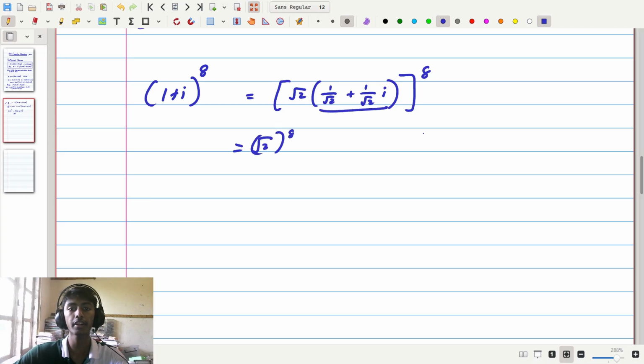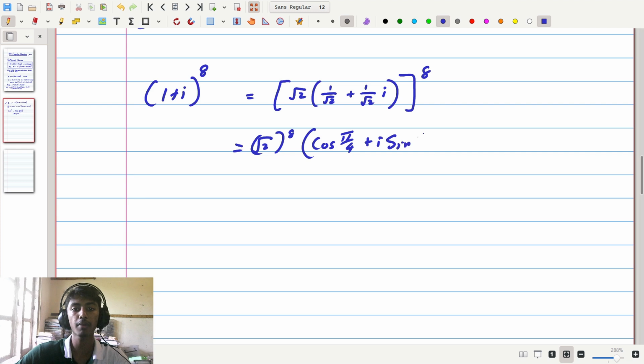And then this part right here could be converted into the cosine of pi by 4. And then this part right here could be converted into i sine of pi by 4. So therefore we have plus i sine of pi by 4. And this has to be raised to the power of 8.